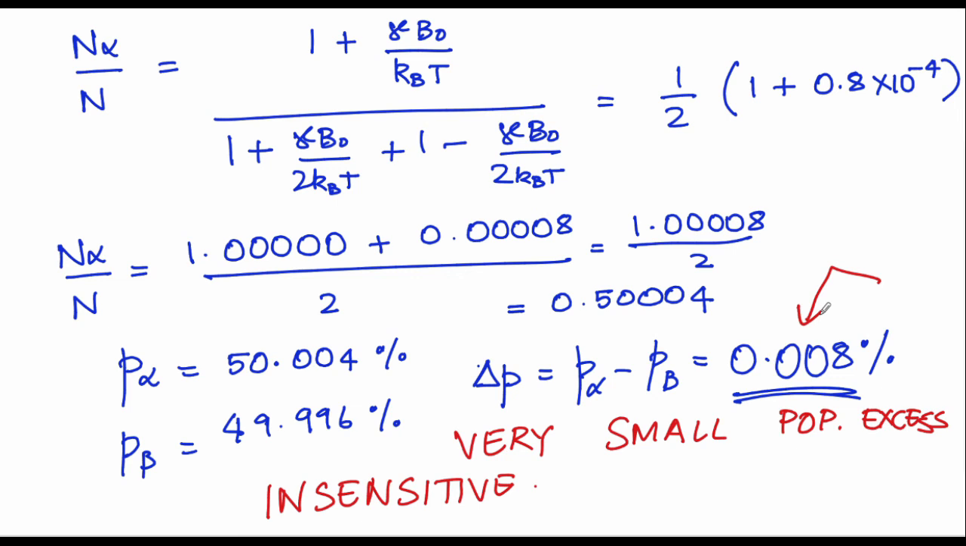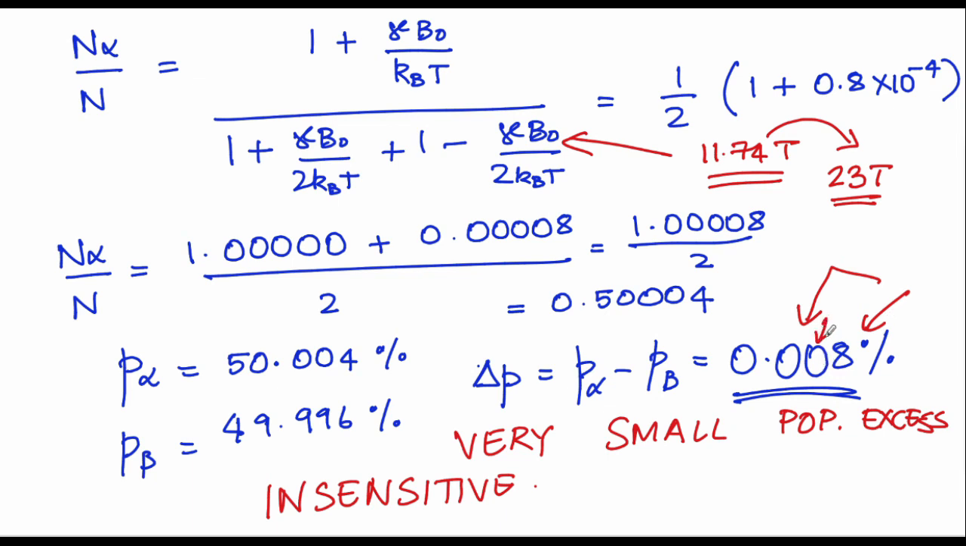Of course, in this example, we took B naught as 11.74 Tesla. Let's say if you are able to go to something like 23 Tesla, which will be close to 1 gigahertz, you'll still be able to increase the population, but not by very much. You're going to increase it in this decimal. So therefore, it is apparent that only if you have large enough concentration and a good enough magnetic field strength, this small population excess would help you get signal that is discernible from noise that is already present.